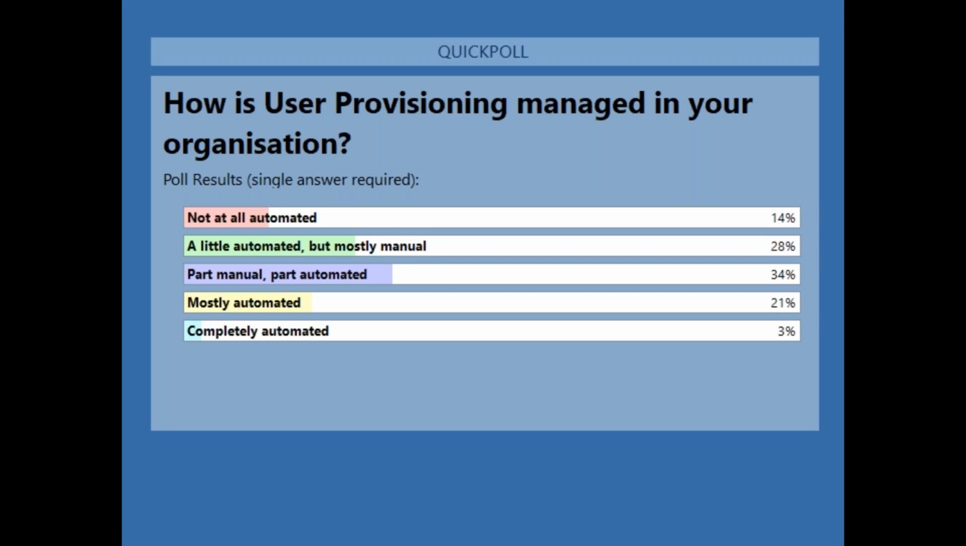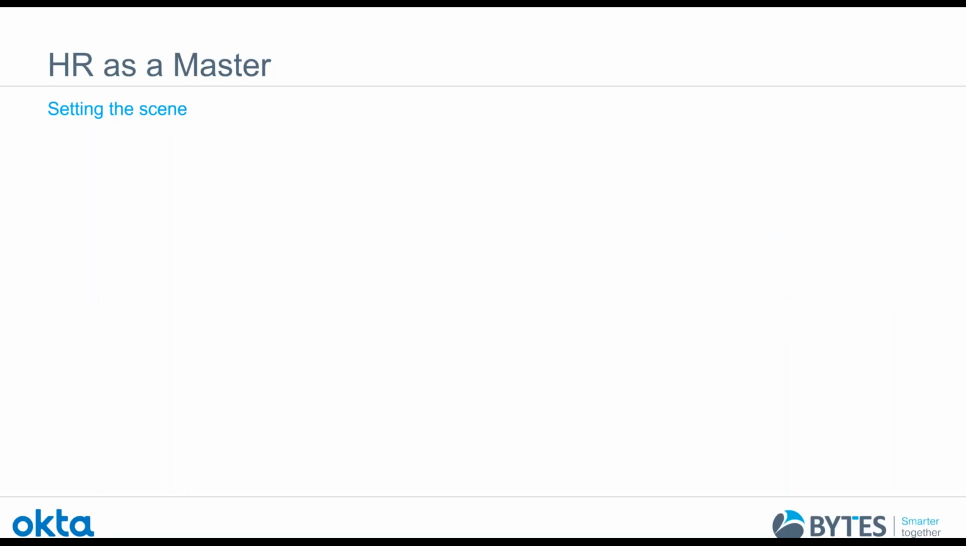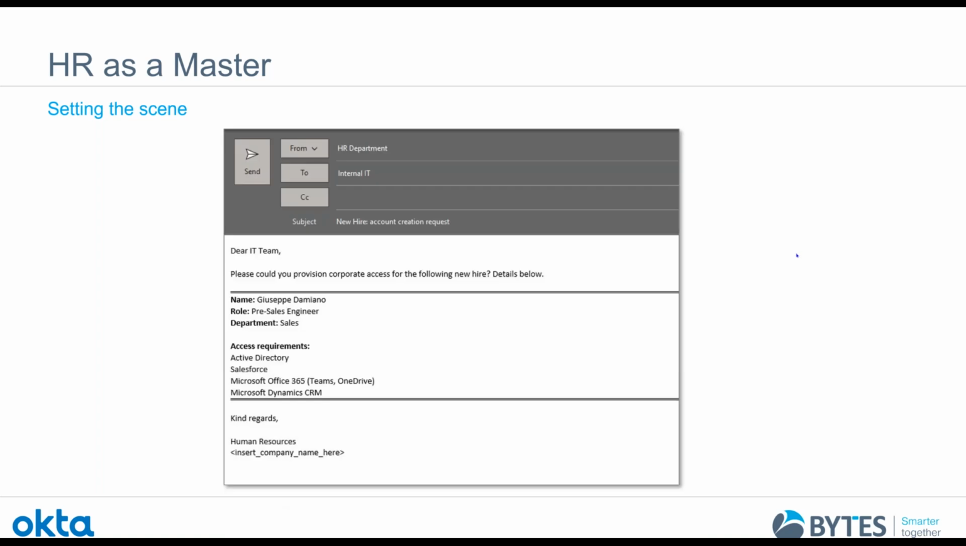Sorry for the organizer, Michael, here, there's a screen that says organizer must hide poll results to enable screen sharing. Unfortunately, I'm not able to see the poll results myself. Okay, so the reason for running this poll and asking how automated your identity processes are in your organization is to set the scene, as I said, and introduce you to what I'll be covering. And in fact, I'm going to continue by showing something else, which I'm sure at least some of you will be familiar with.